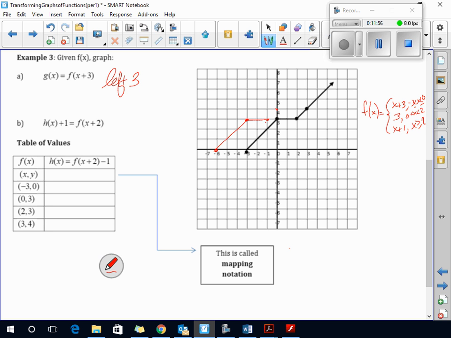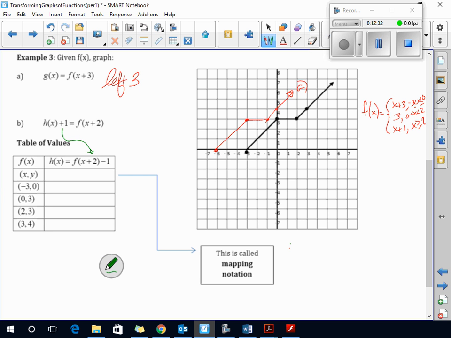Okay, so how about B? It says h of x plus 1 equals f of x plus 2. Does anybody think they know what happened there? I hear left 2, and then what? Ooh, down 1. I thought I'd trick you there. Yes, and if you don't realize it's down 1, if you look to this one, do you see if I move the 1 over to the other side, it's a minus 1? So does it make sense now? We're going left 2, down 1.